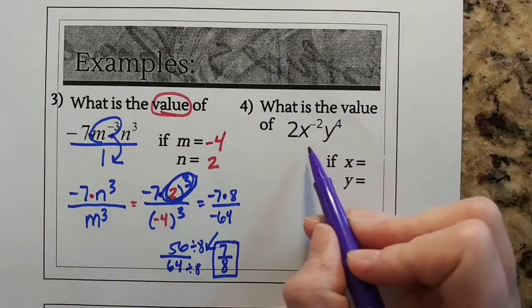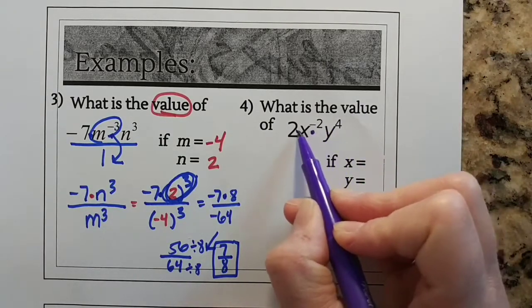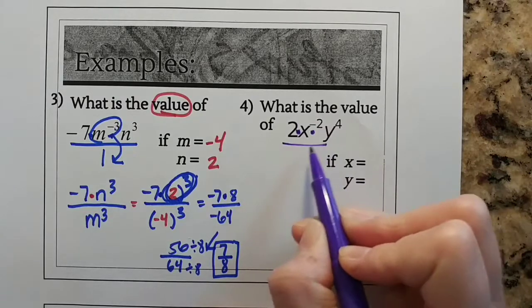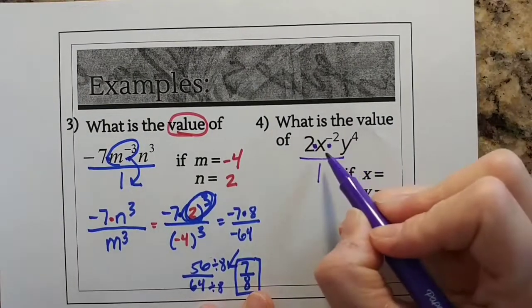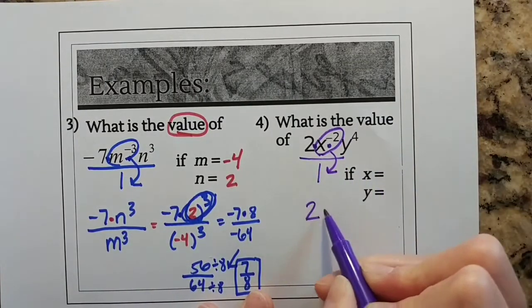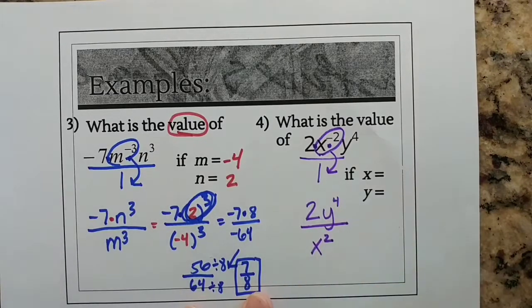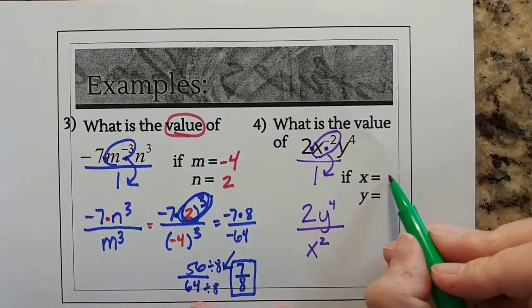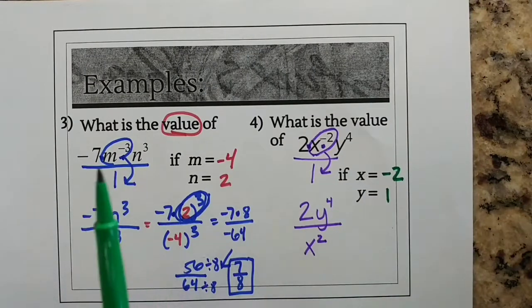Again, here I have an expression that needs to be simplified because of the negative exponent. So remember, they're all multiplied together. Make a fraction. Okay, so the x to the negative 2nd power is going to move downstairs. So I'll have 2 y to the 4th over x to the 2nd. Now that I have that, I'm going to substitute negative 2 for x and positive 1 for y into my expression.